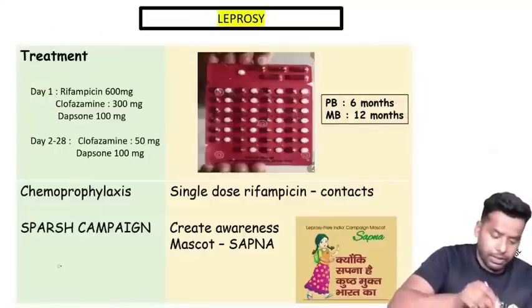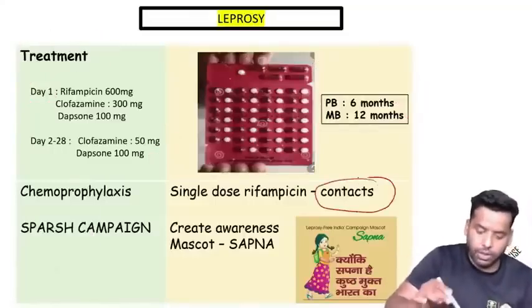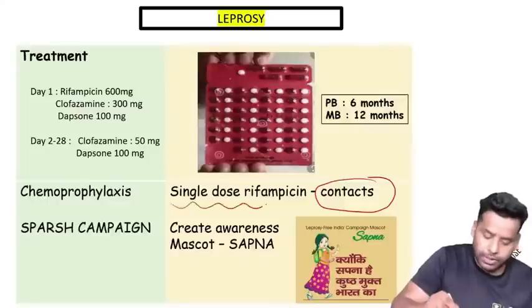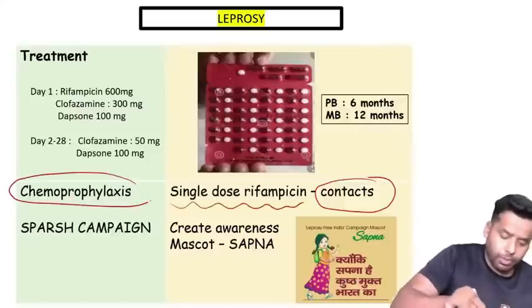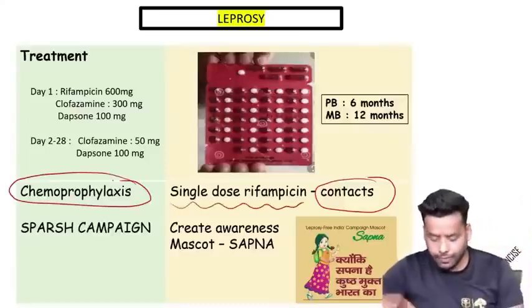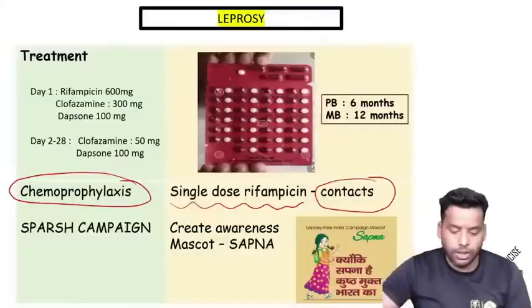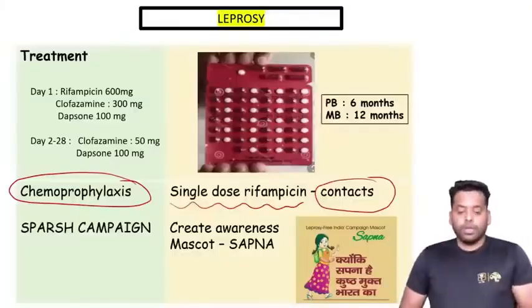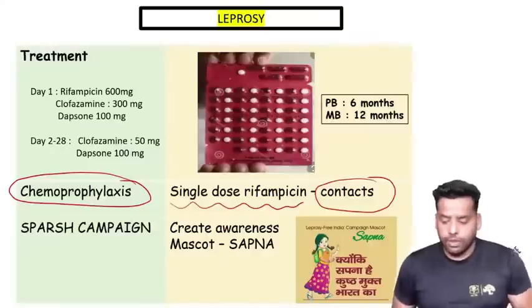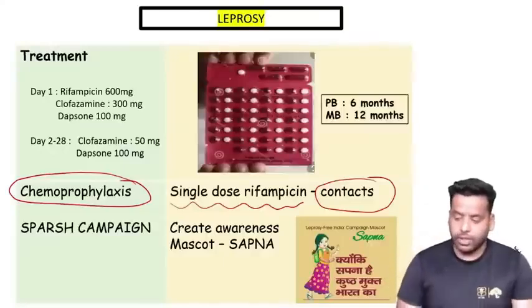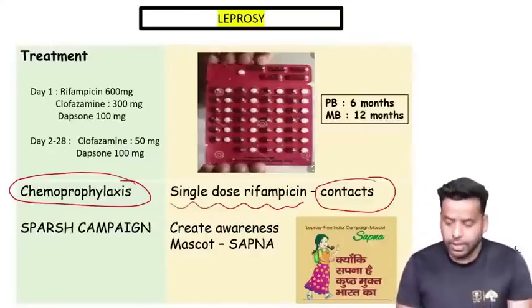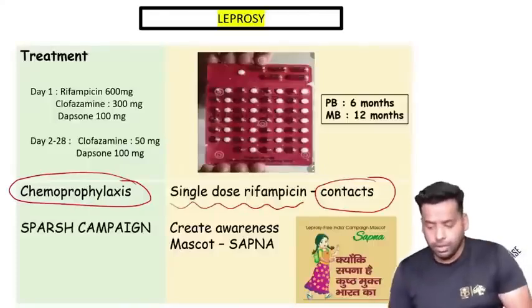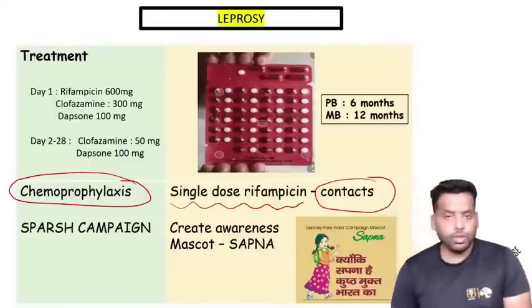All the contacts in the family, close contacts, will take chemoprophylaxis. What is the drug used for chemoprophylaxis? Single dose rifampicin for close contacts. Yes, good.